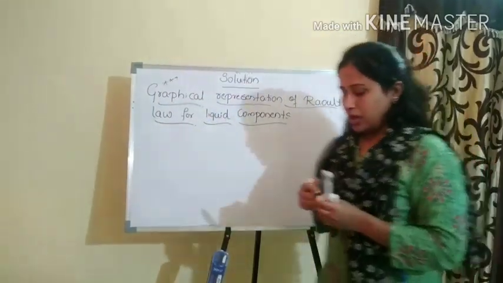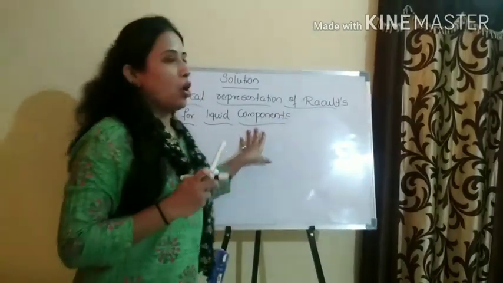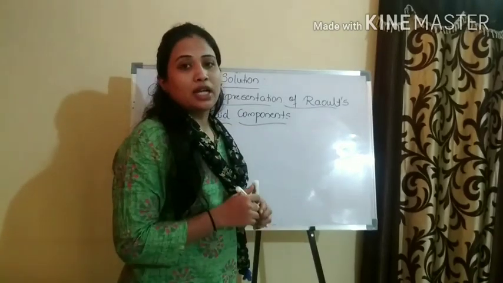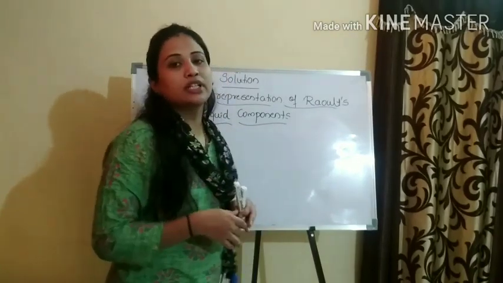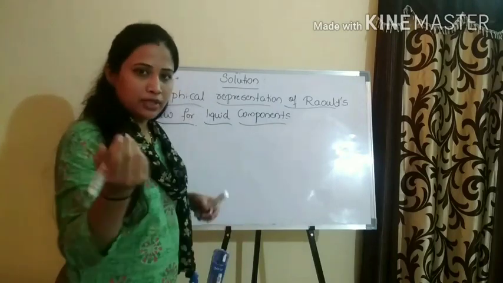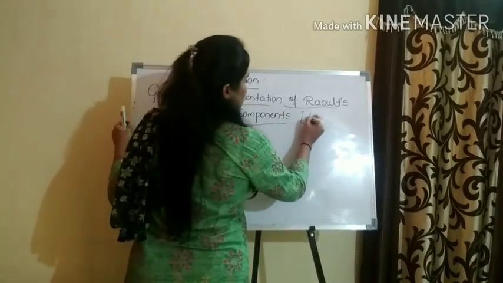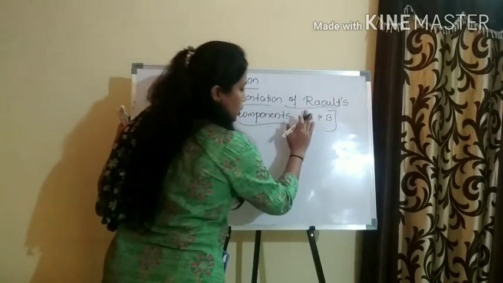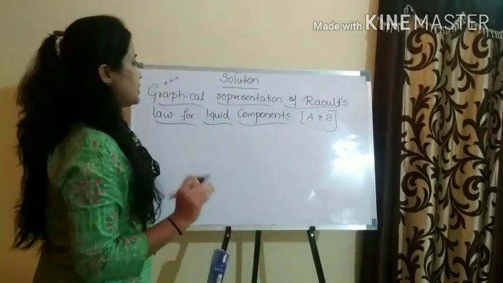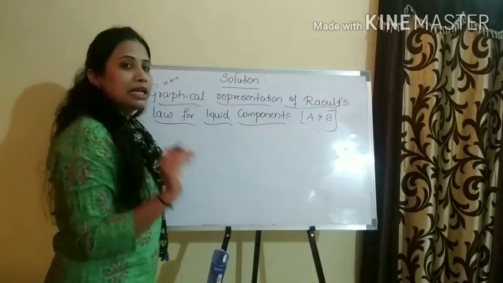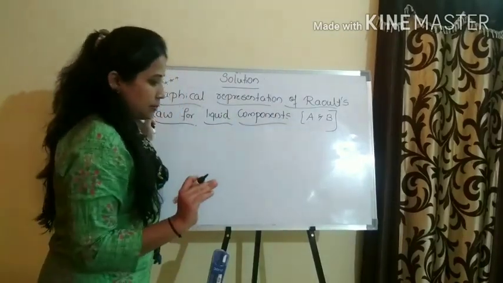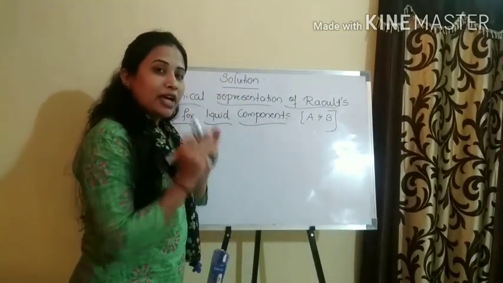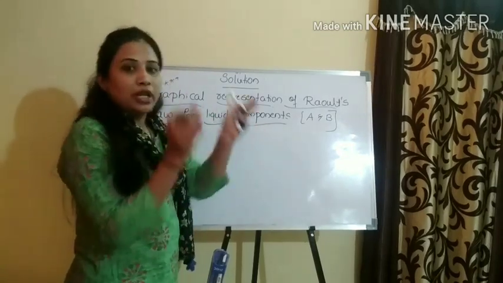Now here I have mentioned it as a liquid component. Liquid component means both the solute and the solvent that we have selected are liquid, that we have discussed, right? So let us take two components, A and B. Let us take this as solvent A, this as solvent B. Now let us write the graph for component A separately and component B separately. Then we will arrive at the final graph of A and B components together.